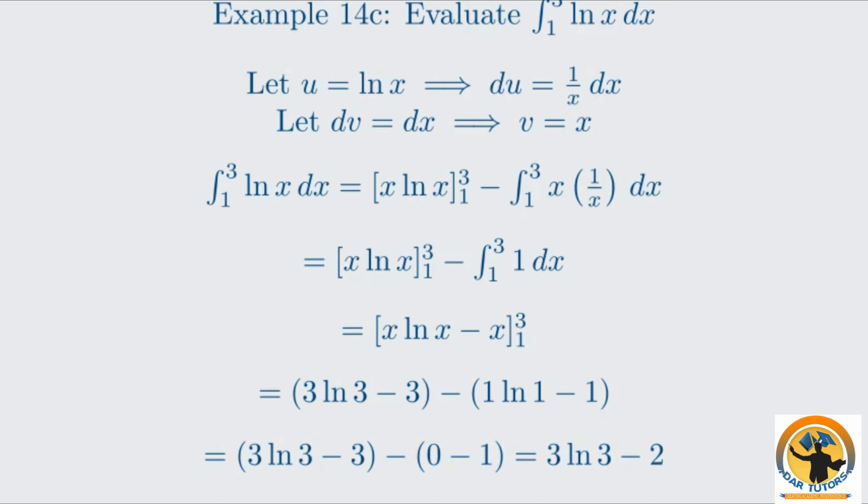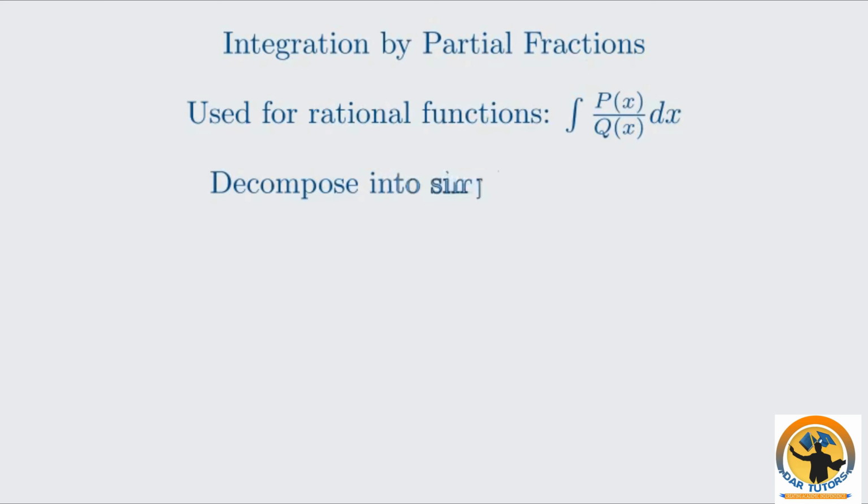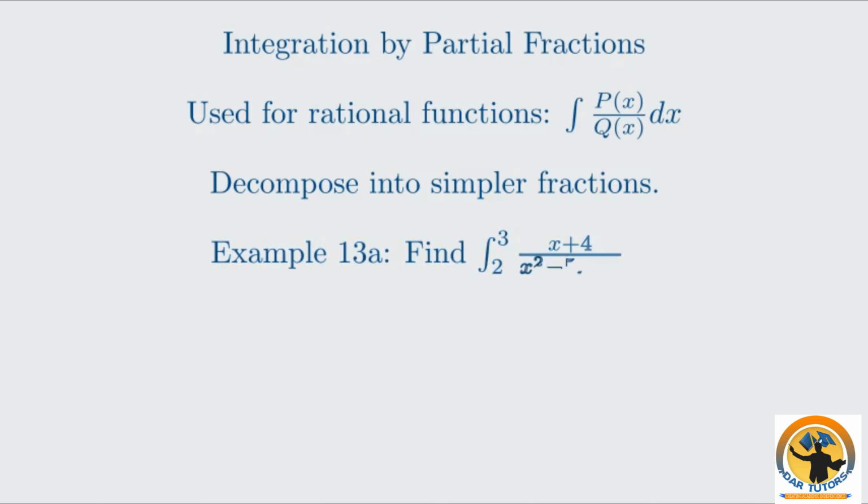Now let's move on to our second advanced technique: integration using partial fractions. This method is used to integrate rational functions, which are fractions where the numerator and denominator are polynomials. The core idea is to decompose a complex rational function into a sum of simpler fractions that are easy to integrate. Let's evaluate the integral from 2 to 3 of x plus 4 over x squared minus 5x plus 6.